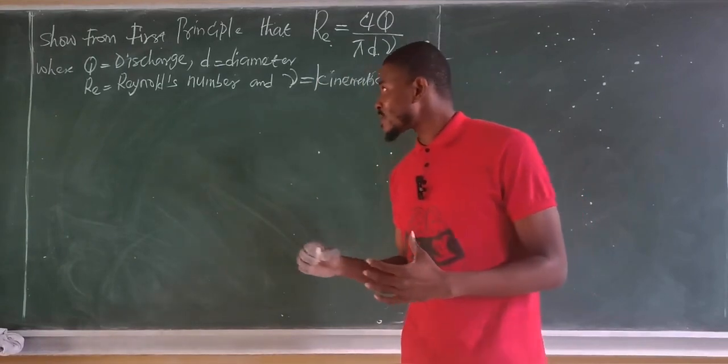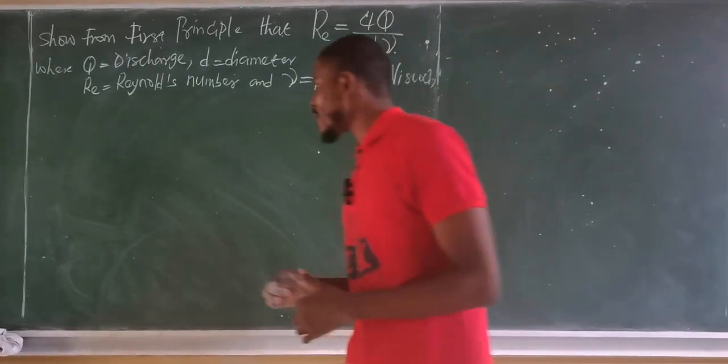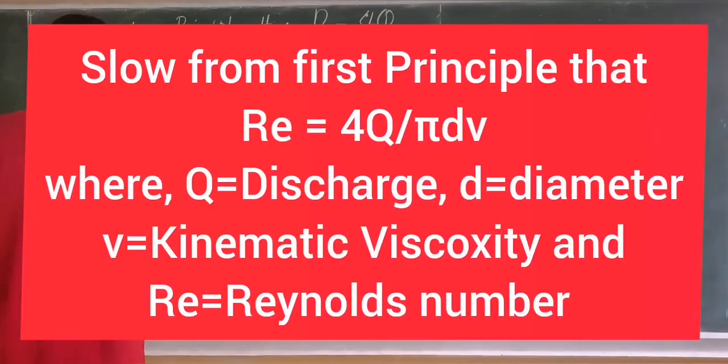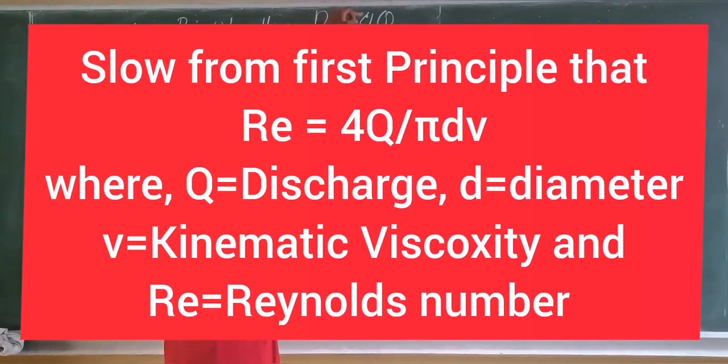Alright, so in today's class we are going to be doing this small derivation on fluid mechanics. The question says, show from first principle that Reynolds number is given as 4 times discharge all over pi d times nu. This symbol is called nu, which means kinematic viscosity. Where Q is the discharge, D is the diameter, Re is the Reynolds number, and of course, nu is the kinematic viscosity.